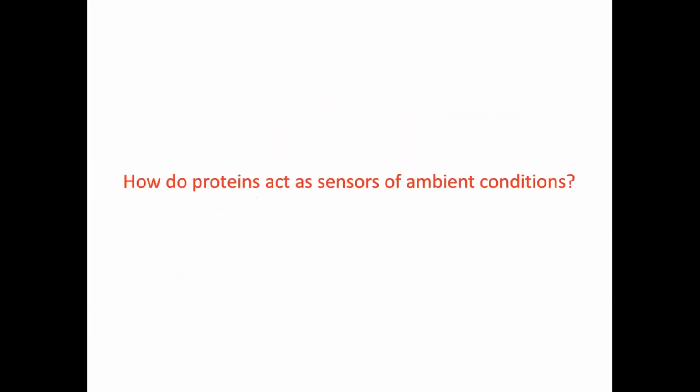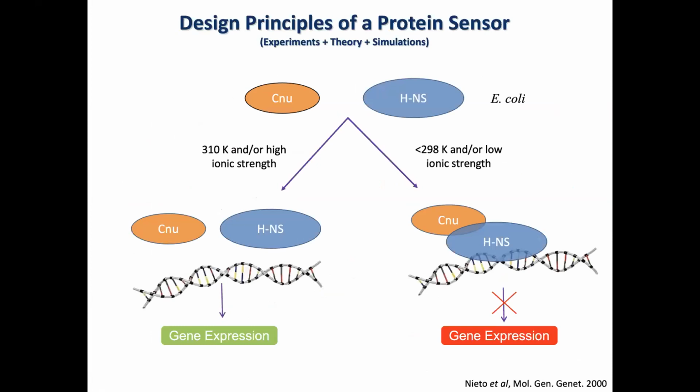And how do proteins act as sensors of ambient conditions? This is a two-component system that we have in E. coli, where these two proteins actually interact at specific conditions and regulate the expression of genes, particularly virulence genes in enterobacteria that infect the human gut. At higher temperatures and higher ionic strength, which effectively corresponds to the mammalian conditions, what happens is that these two proteins are not able to interact within the E. coli, and this results in the expression of virulence factors in the genes.